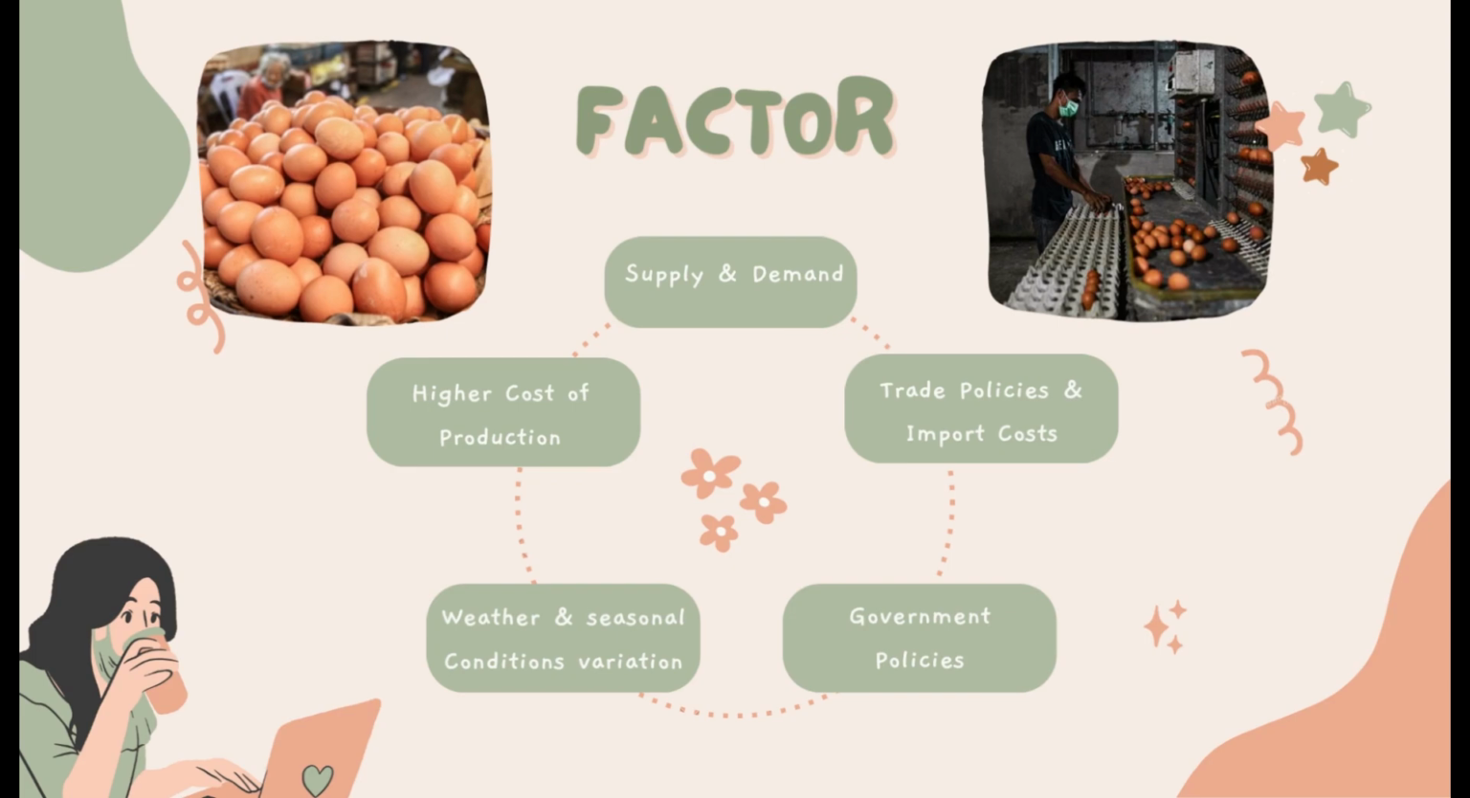Next, we have the weather and seasonal condition variation. Adverse weather conditions such as flood, drought, or extreme temperature can impact the production and supply of eggs. Extreme weather events can disrupt the feed or supply chain, affect the health and productivity of poultry, and lead to higher prices. The increase in prices for essential items is an issue that is taking place in Malaysia, but it is a global phenomenon due to supply chain disruption triggered by geopolitical conflict and climate change.